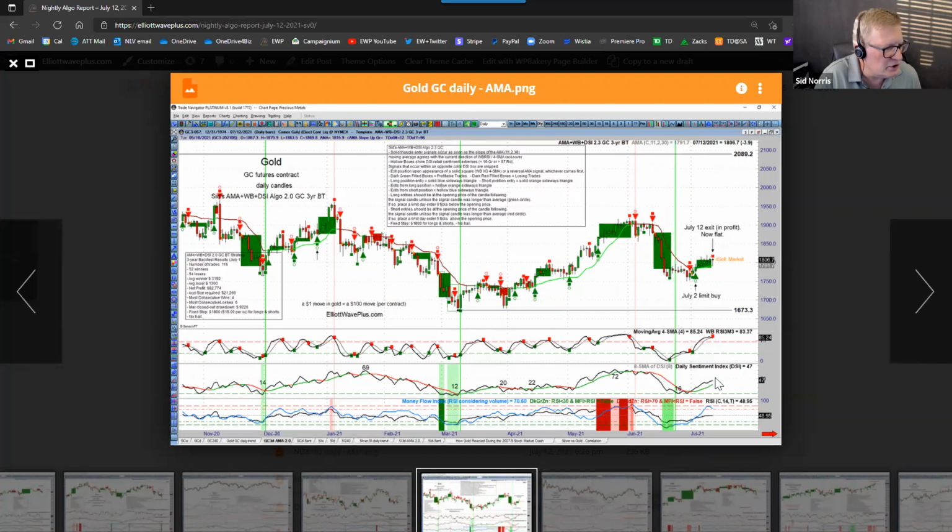And then I also show you the daily sentiment index on each chart. And then this indicator down here below is awesome. It shows the difference between the current reading of a standard RSI, that's the black, and the money flow indicator to let you know where the volume.